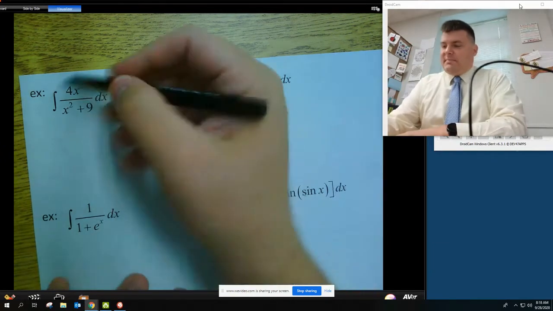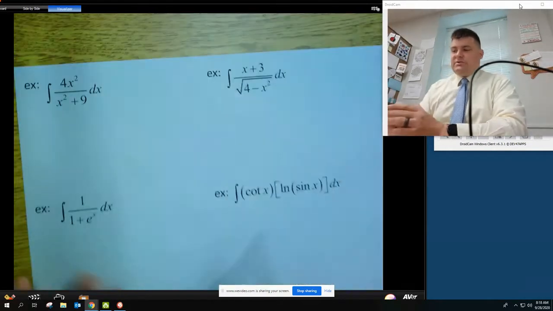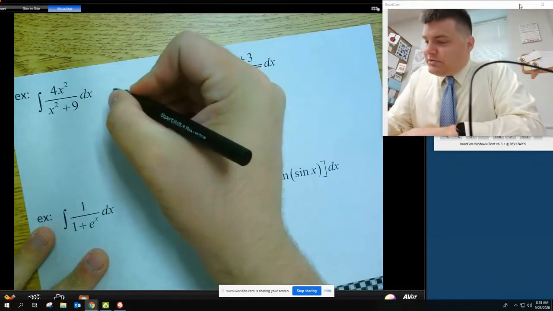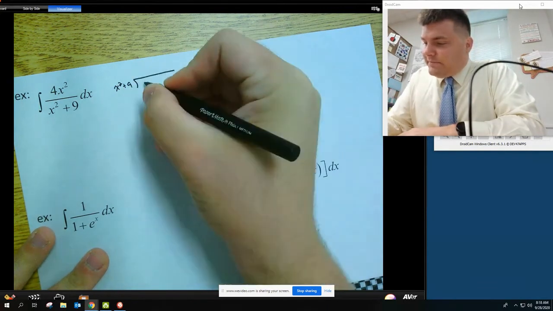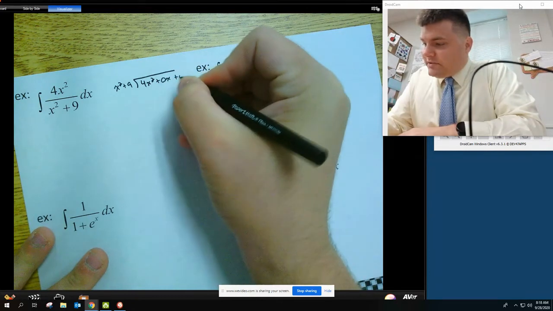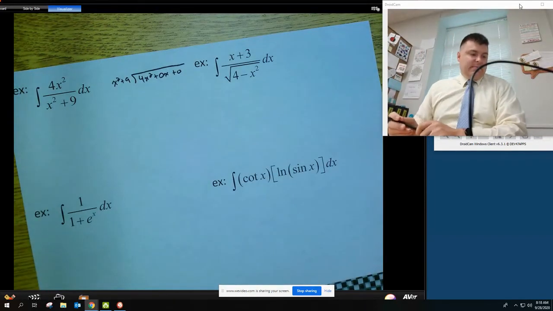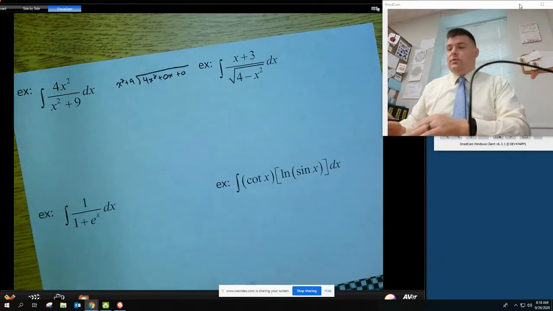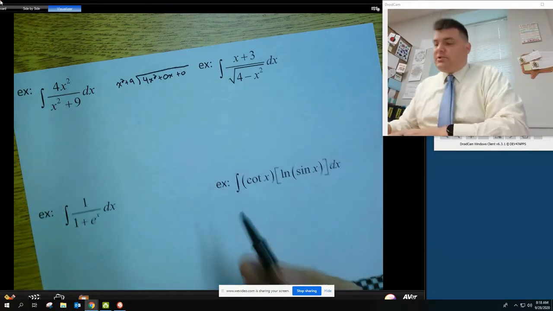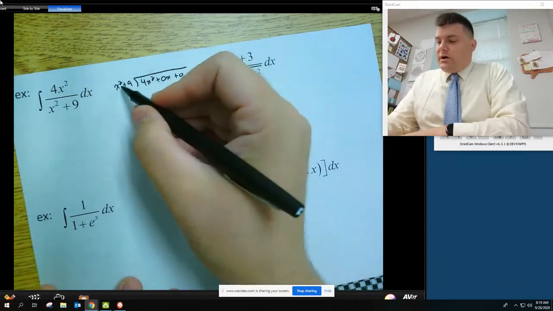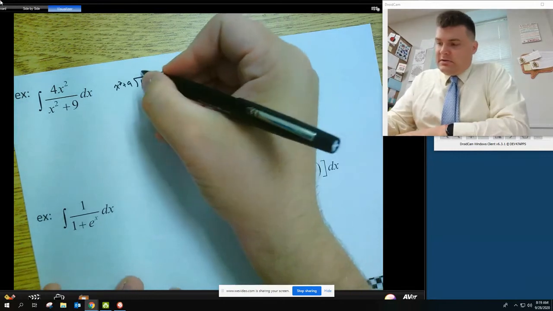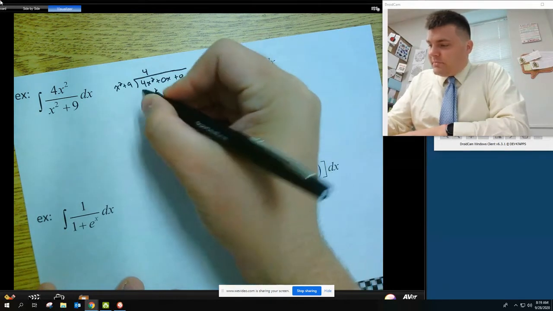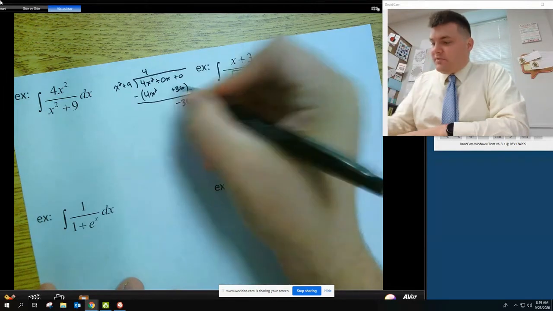So if you notice here, my powers are the same, and that's usually going to be my big hint to do a little bit of long division. So if I do x squared plus 9 divided into 4x squared plus 0x plus 0, I just write those as placeholders whenever I do long division. That should make it a little bit easier to figure out. What times x squared gives me 4x squared? 4. So I'm going to get 4x squared plus 36. And then I subtract those to give me a negative 36 as my remainder.